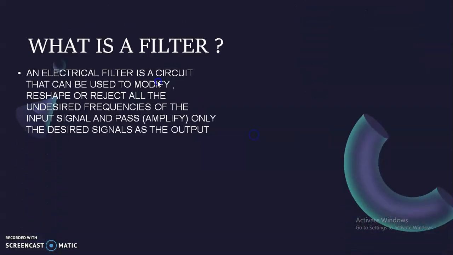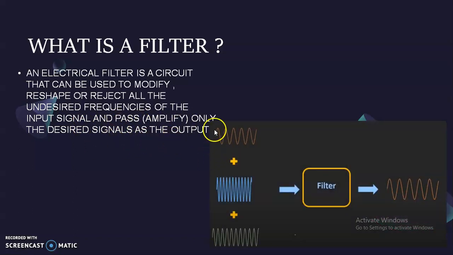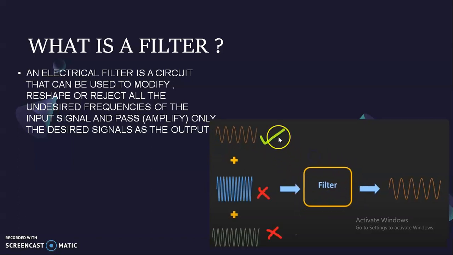So, what is a filter? An electric filter is a circuit that can be used to modify, reshape, or reject all the undesired frequencies of the input signal and pass only the desired signals as the output. So, here is a block diagram of a filter unit. What it does is that it selectively allows this particular input signal to be passed into the output.